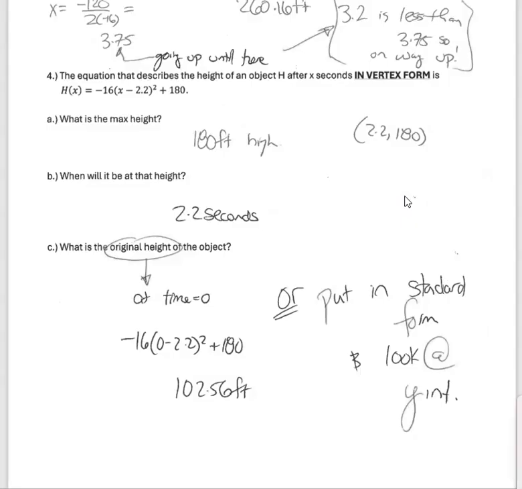And the next one, what is the original height? Now there's two ways to do this. I think I put a hint on your version, and the hint says what time is it when it starts. That is at time equals 0, so you can substitute in a 0, and that'll give you the original height. The only other way I can think of doing this is doing your foiling, and then multiplying by -16, and then combining with the 180, and you would find out what the y-intercept was when it's in standard form. And that standard form would get you a height of 102.56 as well.